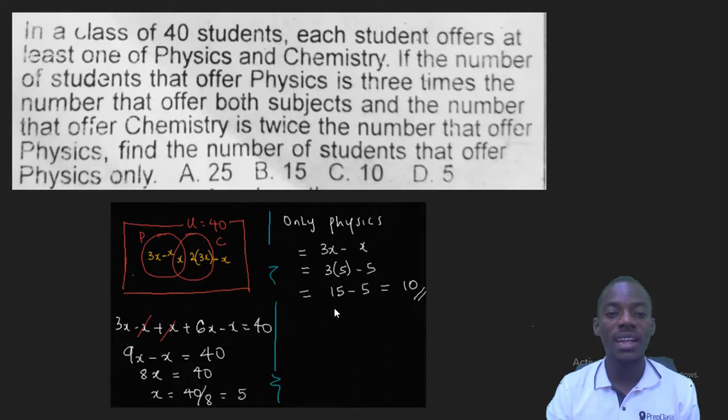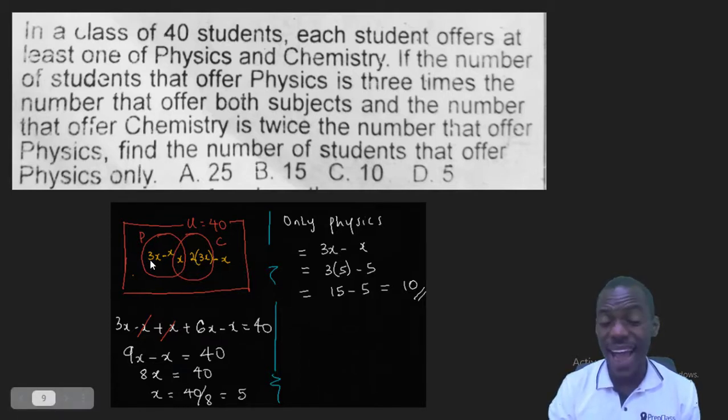Now the next question is: in a class of 40 students, each student offers at least one of physics and chemistry. If the number of students that offer physics is 3 times the number that offer both subjects, let both subjects be x. The number that offer physics is thrice, that's 3x. Do you understand? It's 3x.